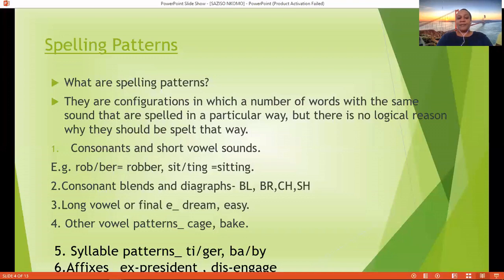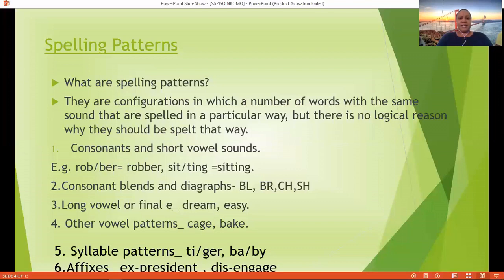Syllable patterns. And then we also have affixes. Remember, your prefixes and suffixes will fall under these affixes. For example, we have ex-president, disengage. You see ex is your prefix, and president being the stem of the word, and then dis being your prefix, and engage being the root word.